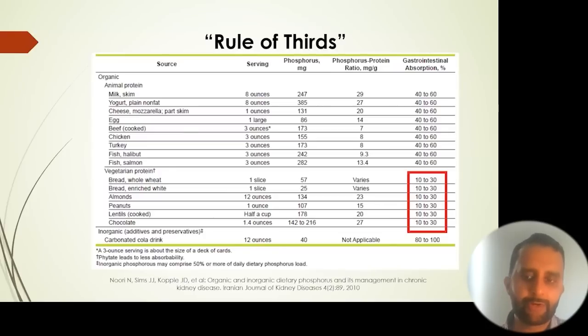What falls into the 3/3 category, or 100%, is actually your dark sodas, your carbonated cola drinks, and this is 80 to 100%. Many of my patients already know this, but they know not to drink any sort of dark soda because the phosphorus load is substantial and it's pretty much all absorbed.